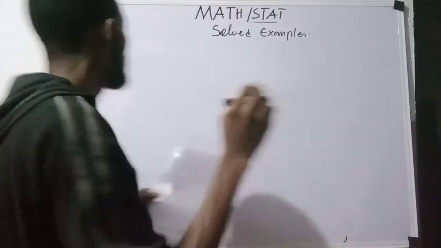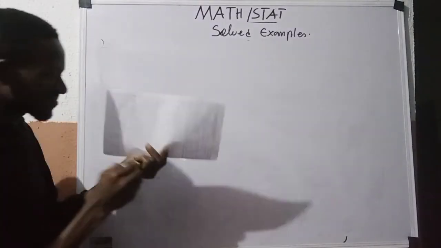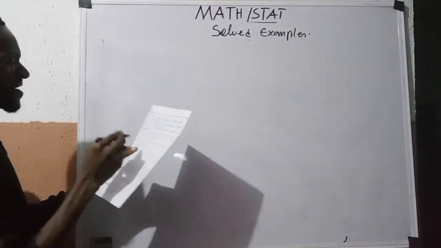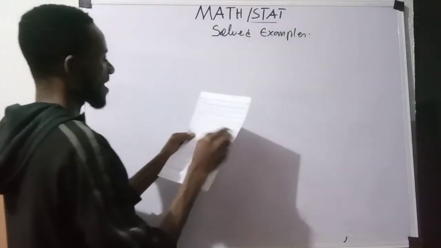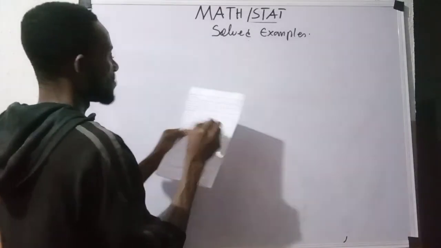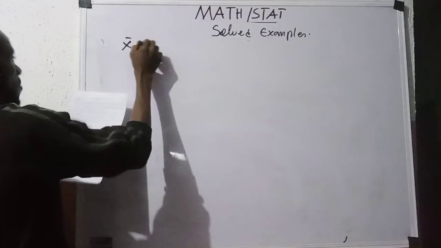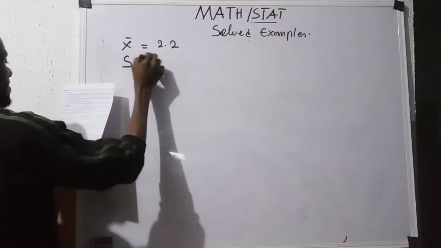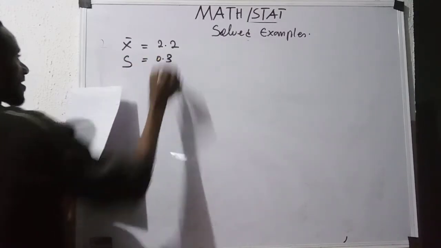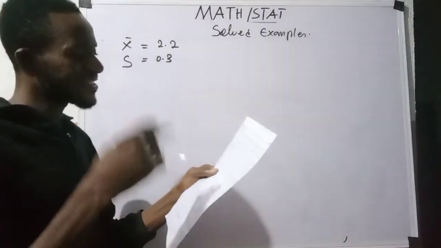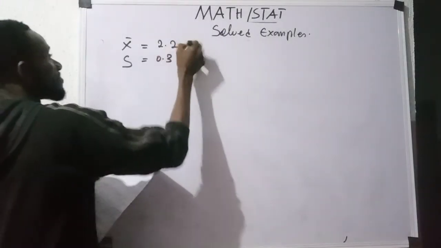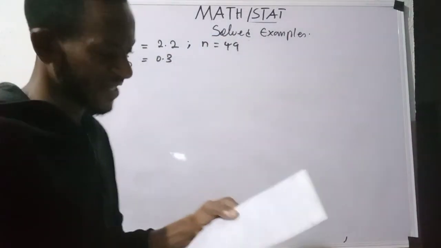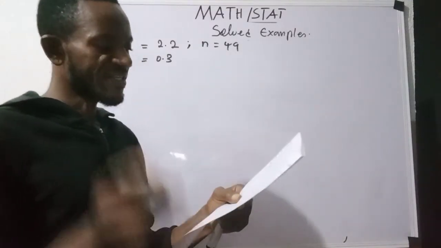S. So in this case, what they told me in that number 2 is that the mean and the standard deviation of the quality grade point of a random sample of 49 students are calculated to be, so x bar equals what? 2.2. And then my S is given as 0.3. Okay? And then they say random sample of 49 students, so it implies that my N is equal to 49. We go ahead.